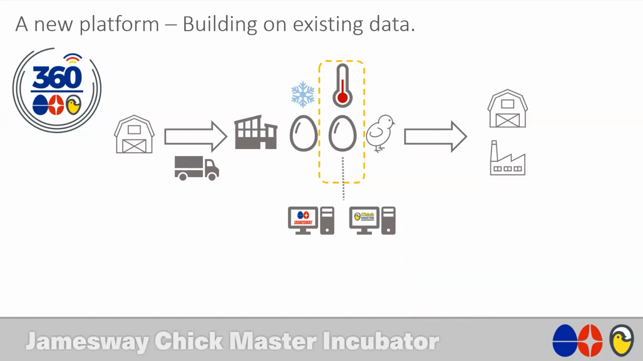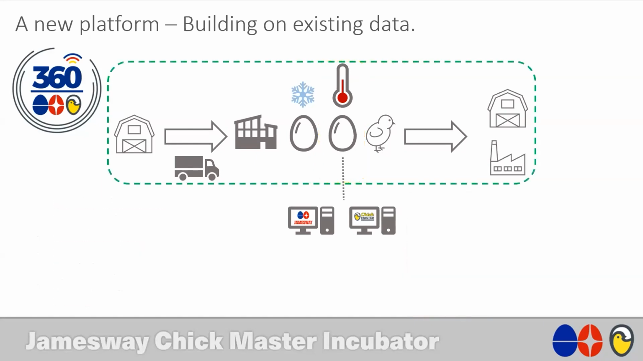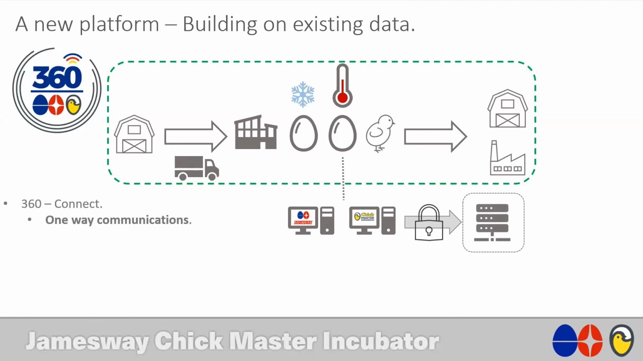So what we're aiming to do in JCMI is to use that incubation data as a core, but expand the viewpoint of the collection of that data to encompass the entire journey of that egg. So the first thing that we're going to do as part of 360 is supply a server which is going to allow one-way communications of that core incubation data up into the cloud.